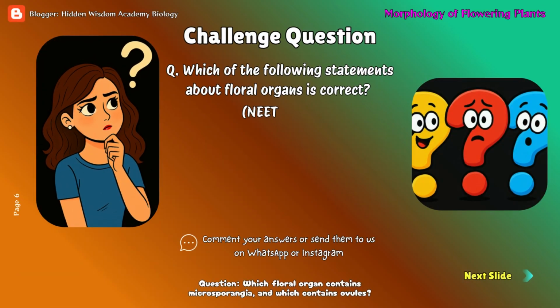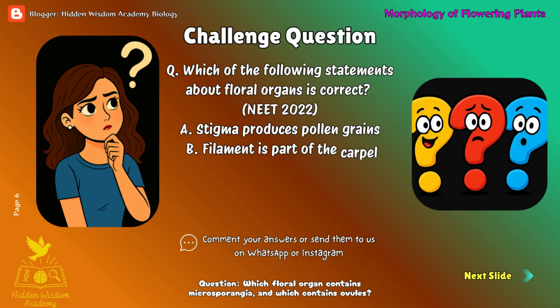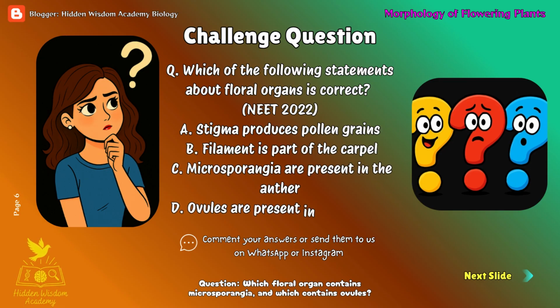Here's your challenge question for today. Which of the following statements about floral organs is correct? This is a PYQ from NET 2022. Is it option A, stigma produces pollen grains? Is it option B, filament is part of the carpel? Is it option C, microsporangia are present in the anther? Or is it option D, ovules are present in the filament?